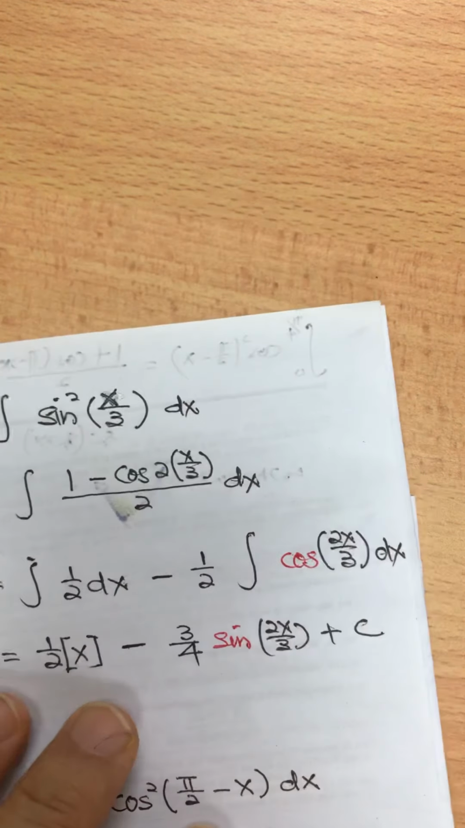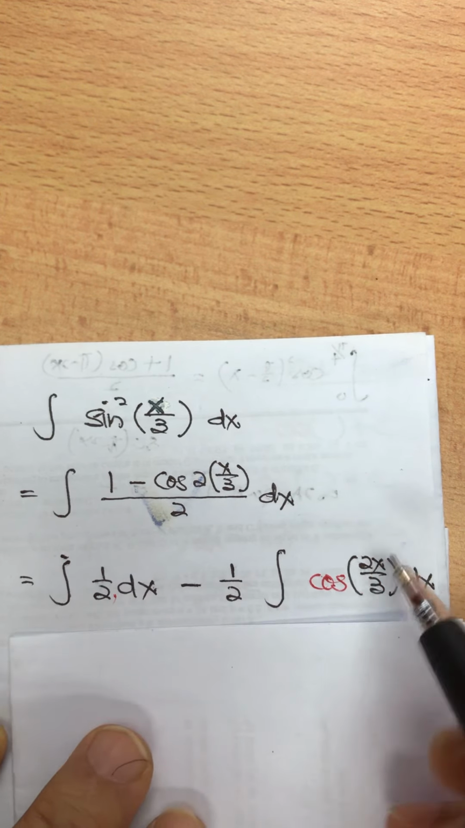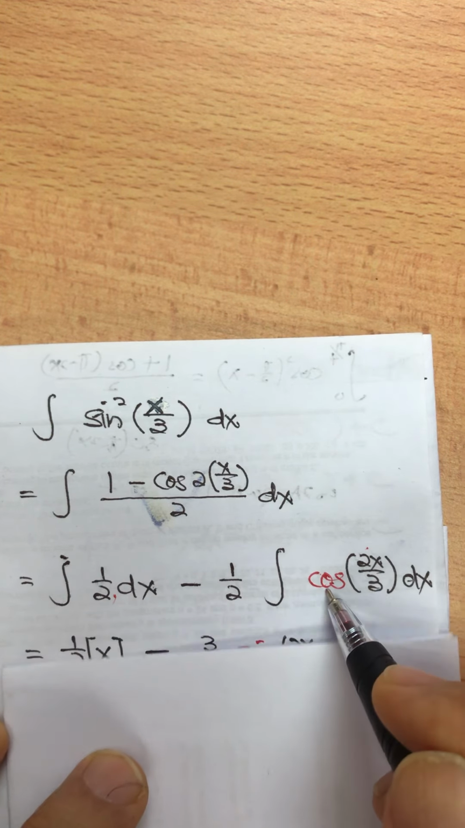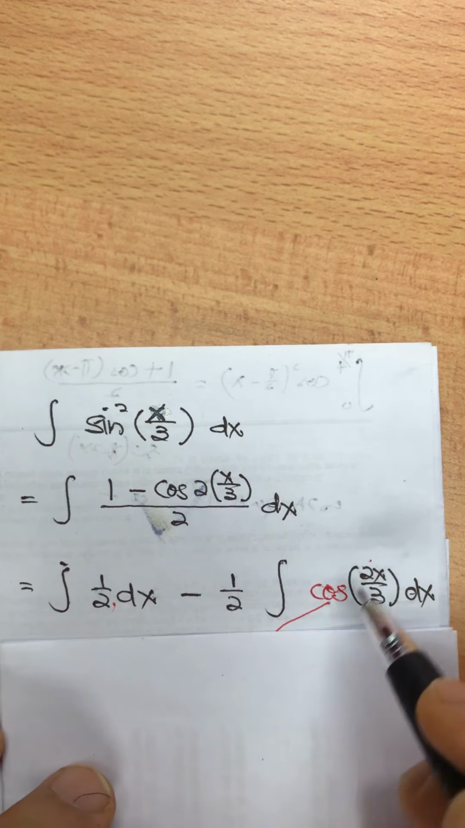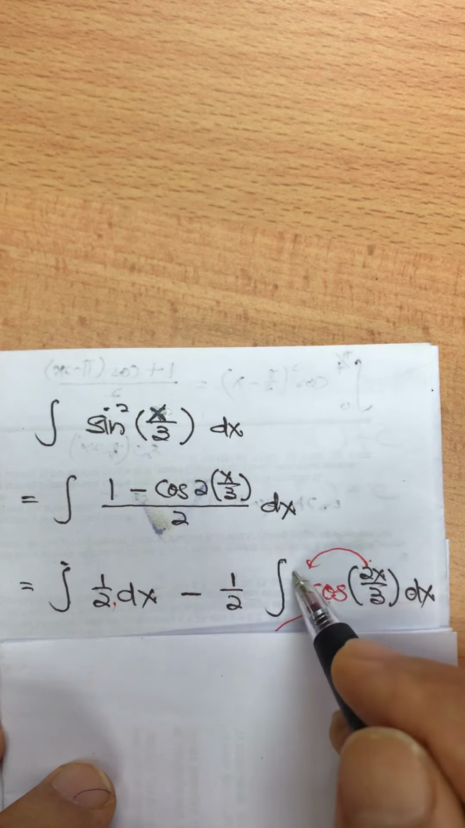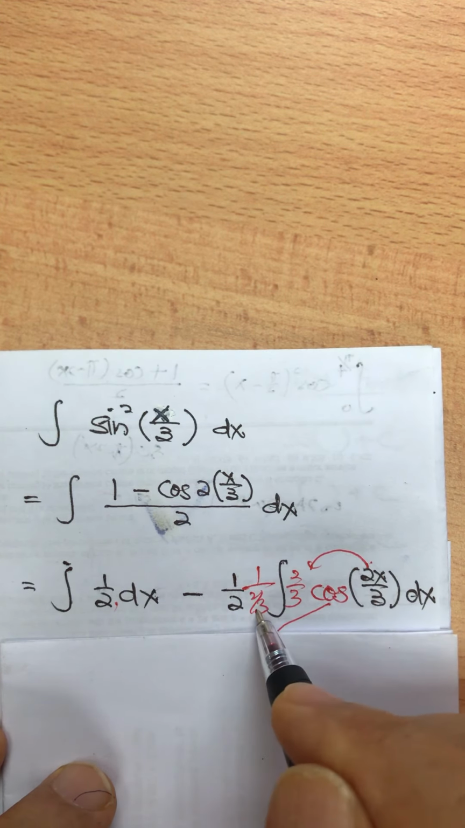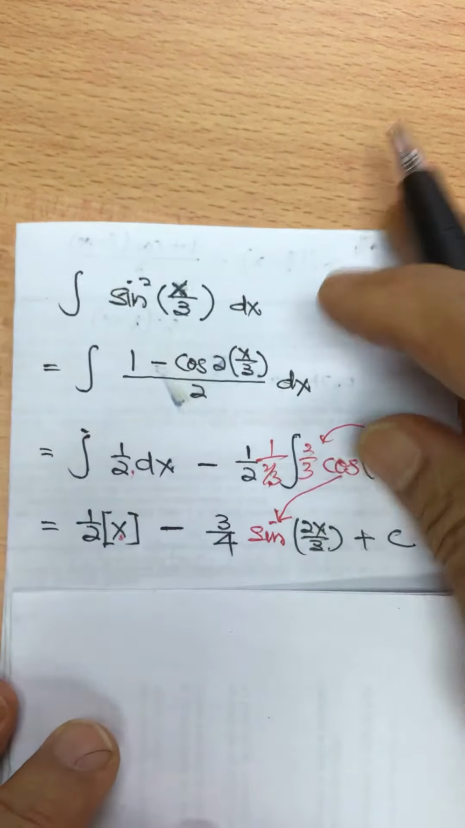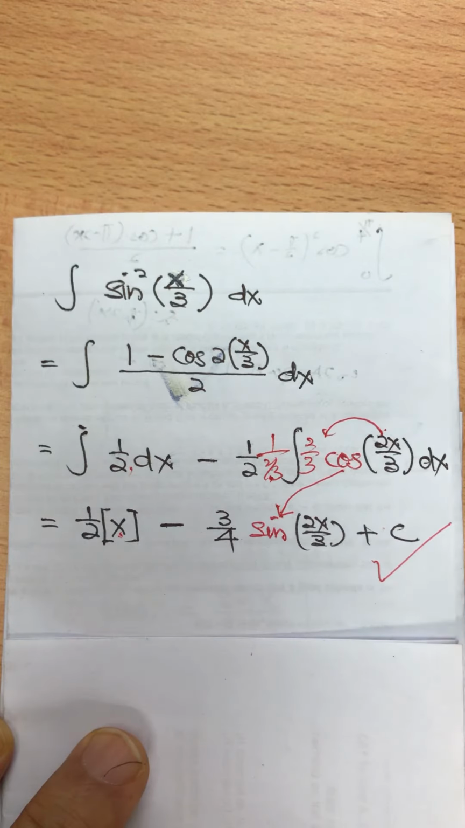So when I want to integrate this, this is x. When I want to integrate the cos, it changes to become sine. But here I must have 2 over 3. So this is 1 over 2 over 3, which will become 3 upon 4. That's why I get 3 upon 4. So this is the answer. So this is definitely correct.